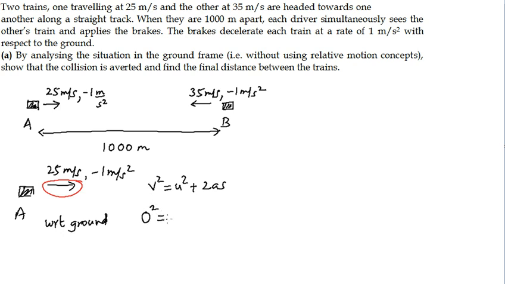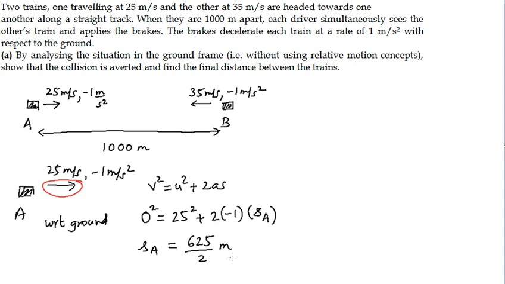So 0 square is equal to the initial velocity, 25 meters per second the whole square, plus 2 multiplied by the acceleration of train A in the rightward direction, which is minus 1 meter per second square, and the displacement of train A in the rightward direction by the time it stops is given by SA. Now if you manipulate this equation, finally you get a value of SA equal to 625 divided by 2 meters.